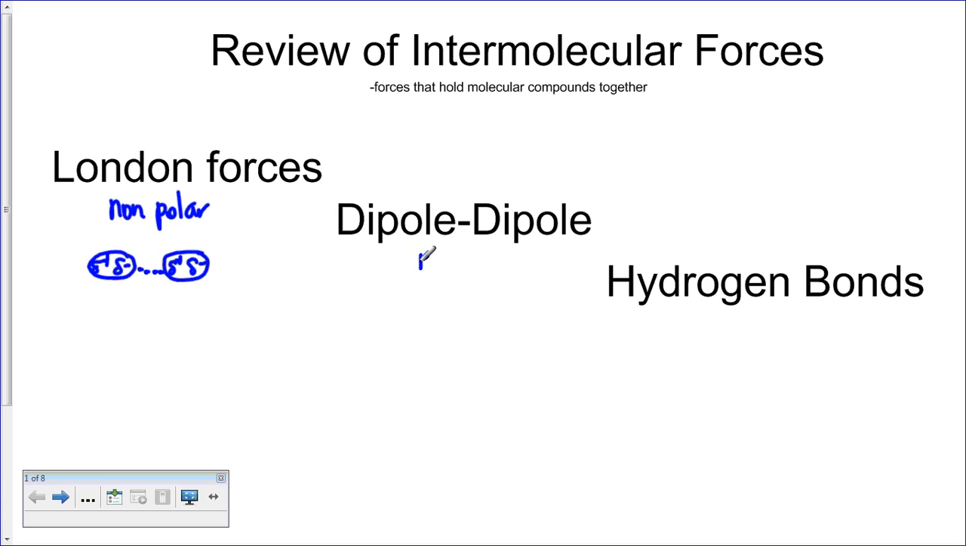Dipole-dipole forces are a type of intermolecular force that exist in polar molecules. And what happens when you have a polar molecule is you have a permanent dipole. So what that means is that when you have a polar bond within the molecule, so for example, a CO bond that has a dipole on it, that dipole on one molecule can be attracted to the dipole on a neighboring molecule, because there's an attraction between the slightly negative end of one of the molecules to the slightly positive end of the other molecule.